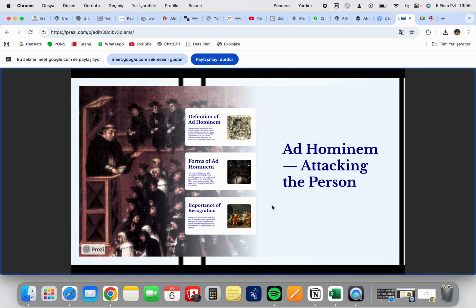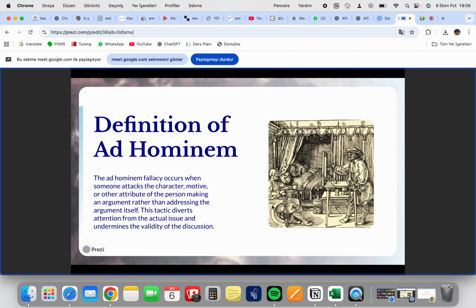Okay? And there are three common types of ad hominem attacks. One of them is abusive ad hominem. This is the simplest one, and it's a direct insult. You're stupid, so your argument is stupid. Of course, this has zero logic. It only has aggression, right? Or circumstantial ad hominem.